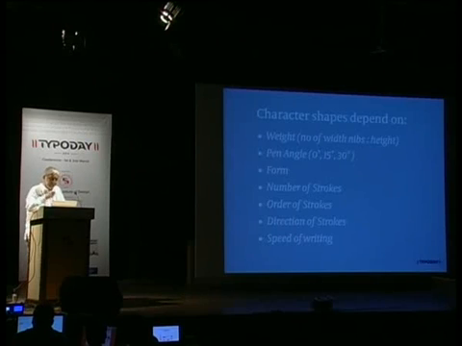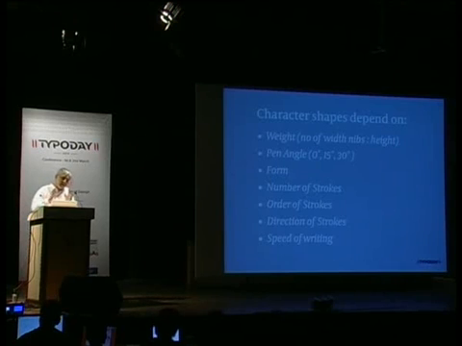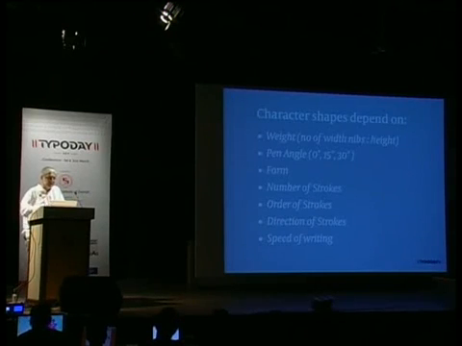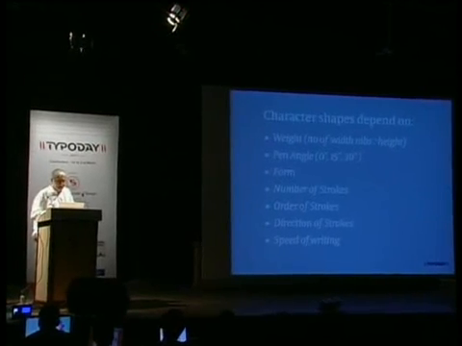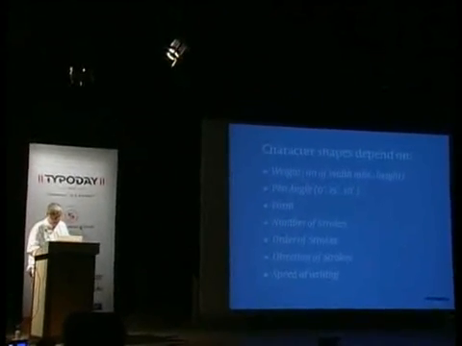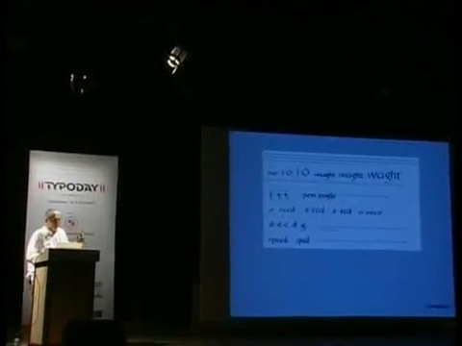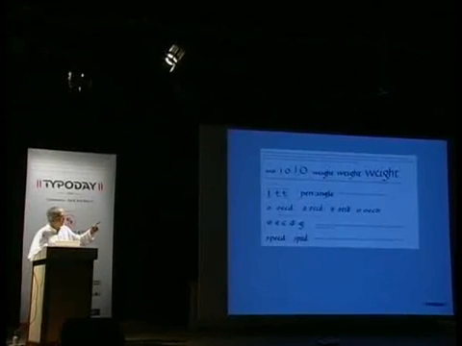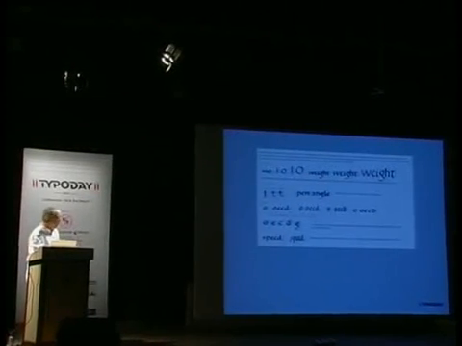Pen angle, the angle at which you held the pen, determined the shape of the letter. The form of the letter, whether condensed or expanded. The number of strokes that went into making the letter. The order of the strokes. How did you start? Where do you finish? And so forth. The direction. And the speed of writing. And that he described very thoroughly. It's an example of it. So the weight, as I said, which is all right on top there.